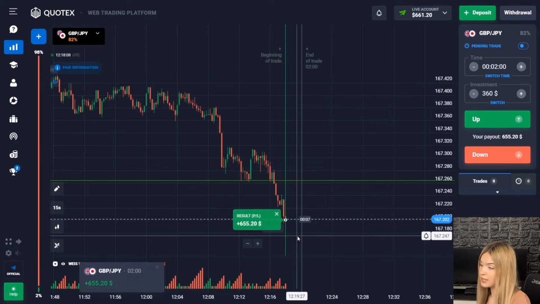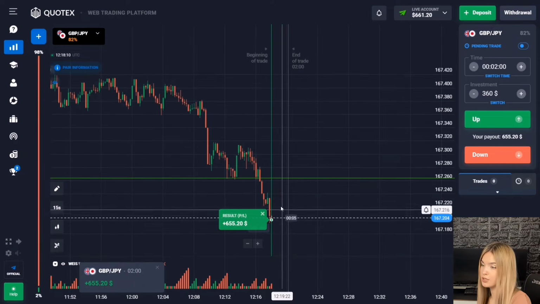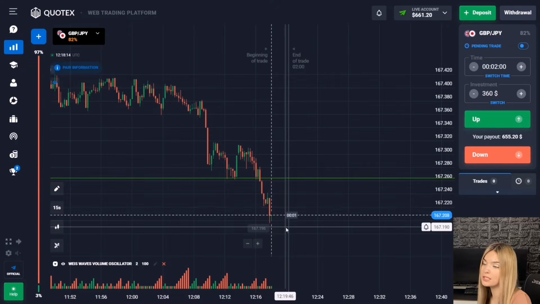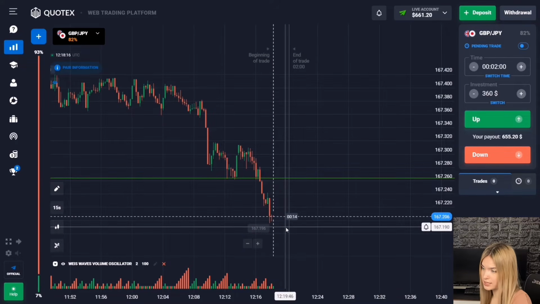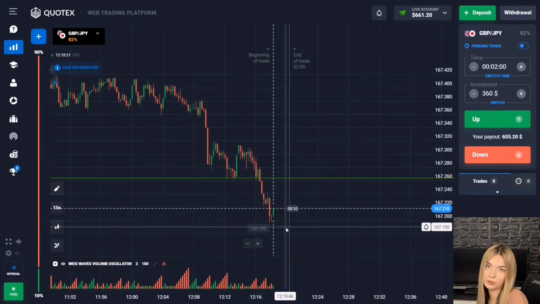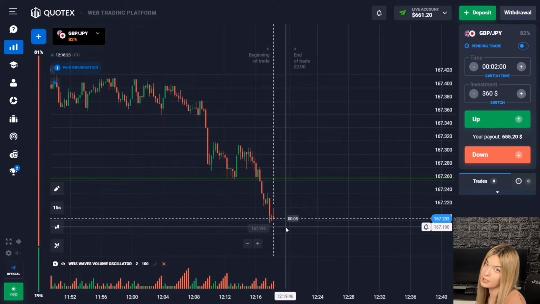Alright guys, that's a good result. As you can see, the price continued to move down, the level was broken, and here we get a gorgeous confident profit. 2 minutes was just enough for us. Also the indicator in turn gave us a really good entry point and helped us to determine the further price movement. So guys, everything is going great.